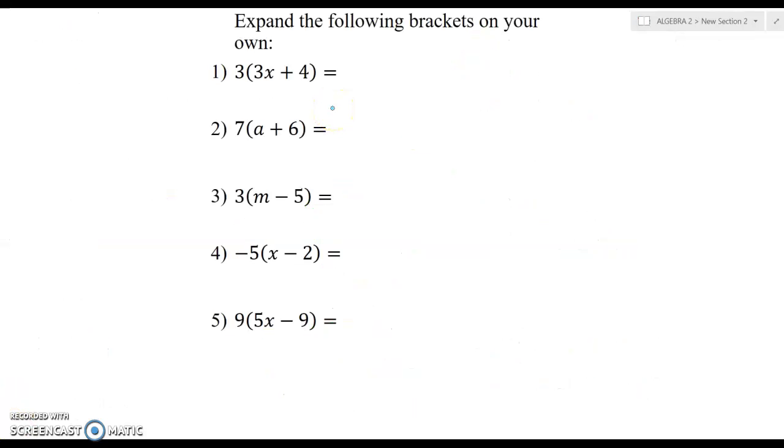So now let's look at this exercise here. Again, pause if you need to, try it on your own, and then press play when you're ready for the answers. So now we have 3 open brackets, 3x plus 4. Again, you could put the multiplication sign in between if you need to. You don't have to, you can leave it out, but just know there's an invisible multiplication sign there. So 3 by 3x is 9x, and then 3 by positive 4 will give me positive 12. Good.